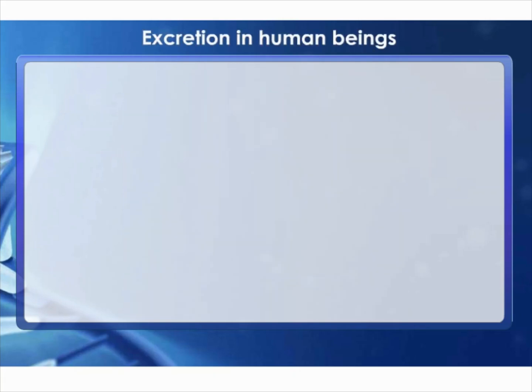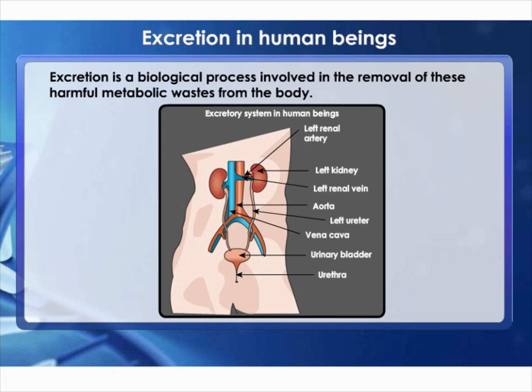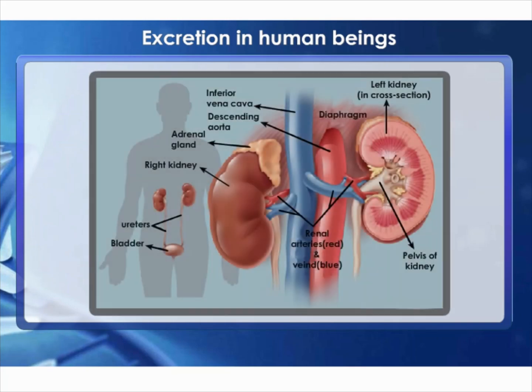Excretion in human beings. Metabolic activities generate nitrogenous materials which need to be removed. The biological process involved in the removal of these harmful metabolic wastes from the body is called excretion. The excretory system of human beings includes a pair of kidneys, a pair of ureters, a urinary bladder, and a urethra. Kidneys are located in the abdomen, one on either side of the backbone. Urine produced in the kidneys passes through the ureters into the urinary bladder, where it is stored until it is released through the urethra. The purpose of making urine is to filter out waste products from the blood.